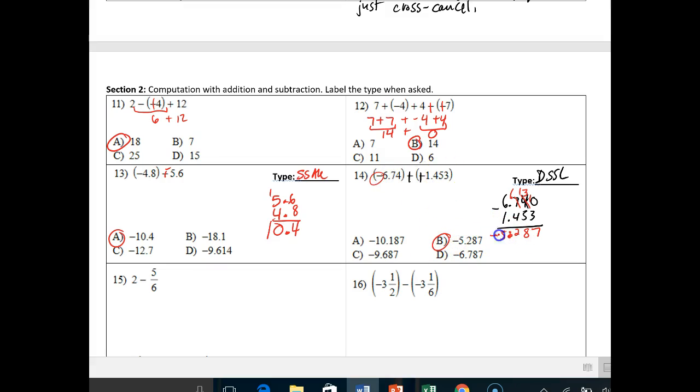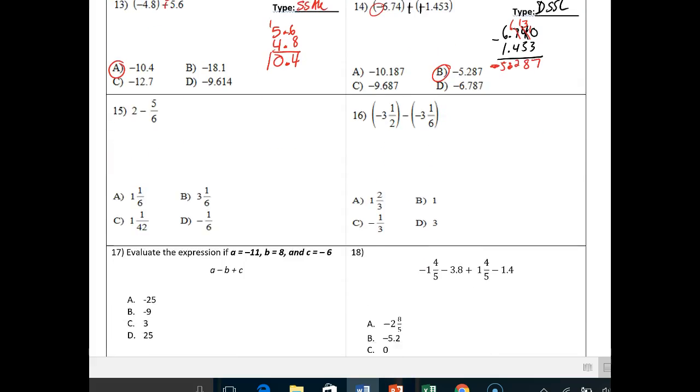The decimal stays there. Right, so again, if you're getting any of these problems wrong and I told you to redo them, you have to write out all the work that I've done, all the answer choices, basically just copy it 3 times, right?